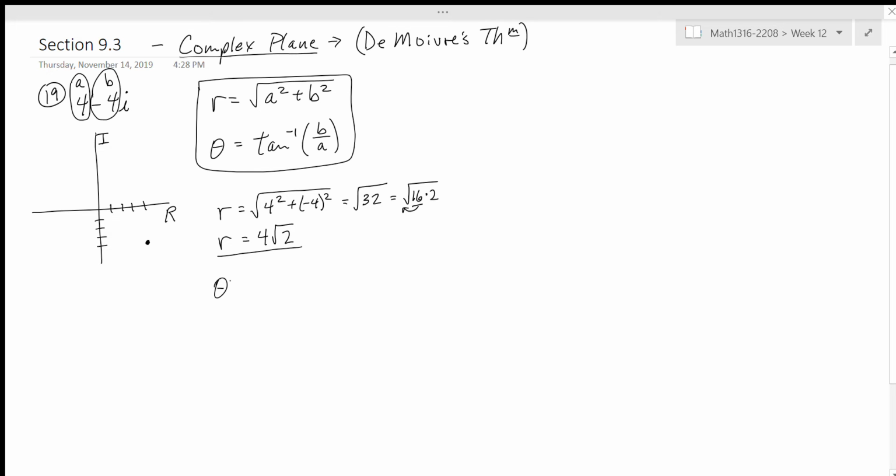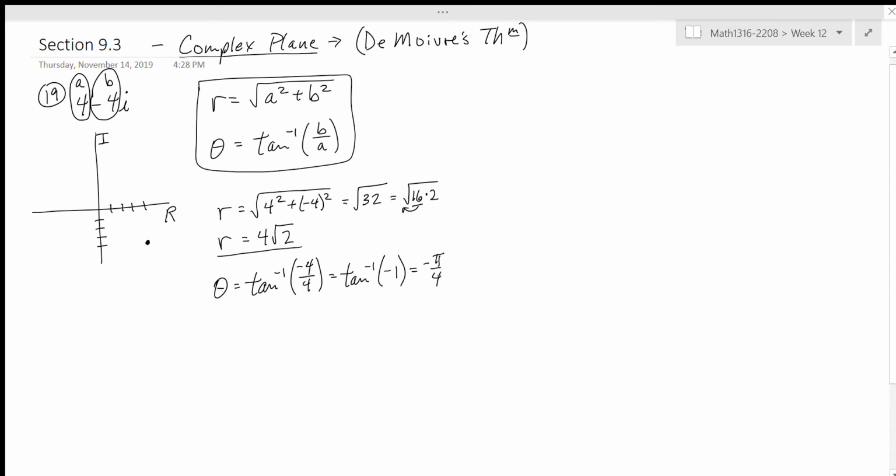And now we need to calculate theta. Okay, that's going to be the inverse tangent of negative 4 over 4. But negative 4 over 4 reduces to negative 1. And then what is the inverse tangent of negative 1? And I guess I'll accept that in either radians or degrees, either one. Negative pi over 4.